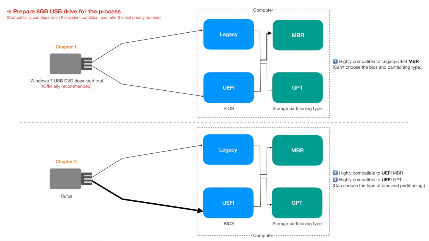If the partitioning type between USB drive and storage doesn't match, you may not be able to select the storage when you try to install Windows. For most users, I recommend creating the installation USB with the first way in Chapter 1, and if you fail to do so, try the second way for MBR and GPT of each in Chapter 2.